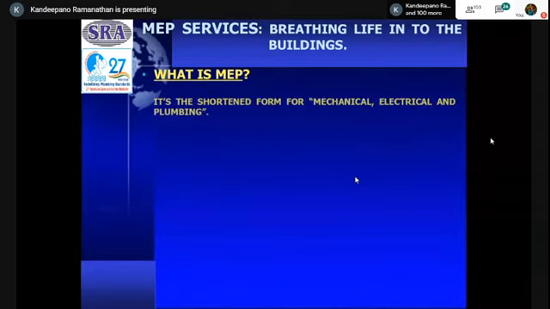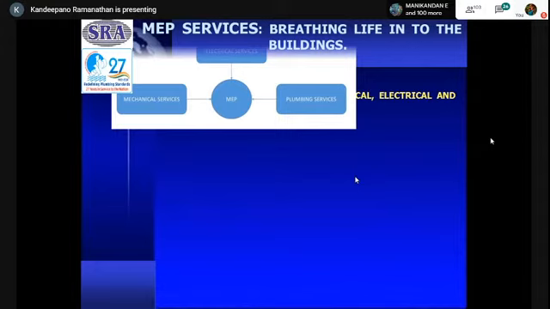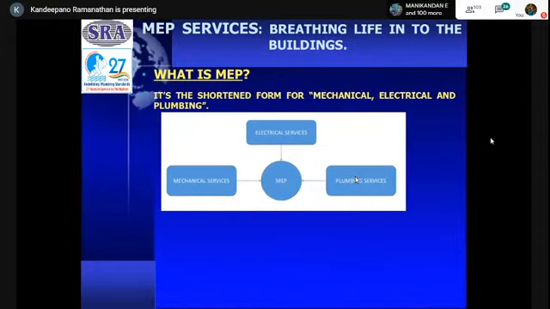So what is MEP? It is a shortened form for mechanical, electrical, and plumbing services. Now, the student fraternity here is from the civil engineering department. I was told the civil engineering department is hosting this, but probably other branch students should also attend this, mechanical and electrical, because MEP is more of mechanical and electrical. So MEP comprises mechanical services, electrical services, and plumbing services.